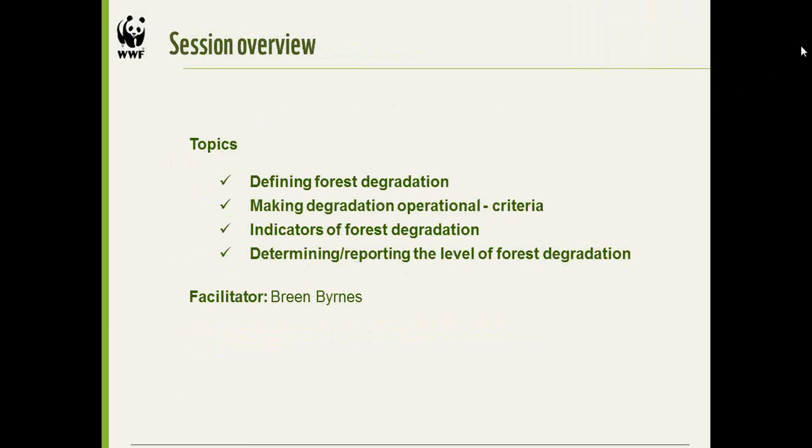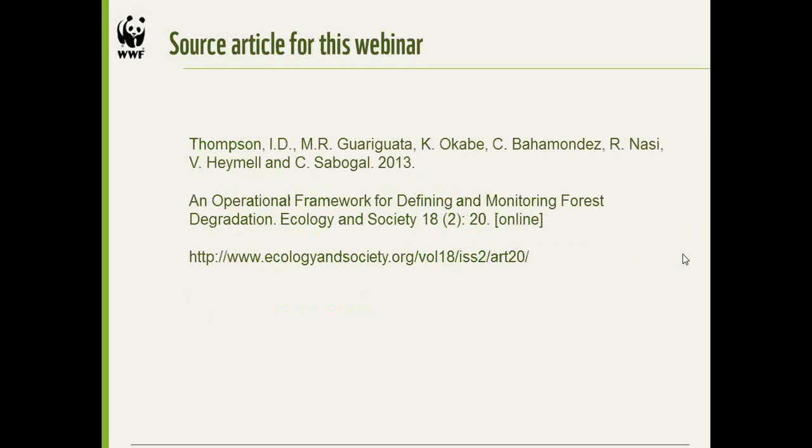Okay, good morning everyone. Thank you, Breen. I'm going to talk today about forest degradation and how we designed a way to make degradation operational by developing some criteria and indicators, and then showing a way that we can actually report this. This is taken from a paper that we published, a group of us published earlier this year in Ecology and Society. This paper is in an online journal, and so the PDF or the HTML version is available for free. The reason we did that was so that it would be available for people and they could put it on their websites and link to it.